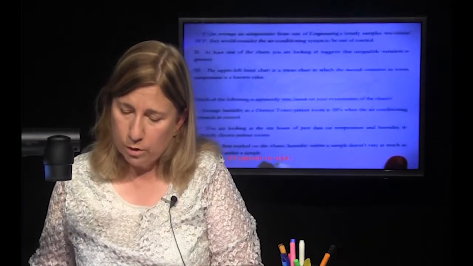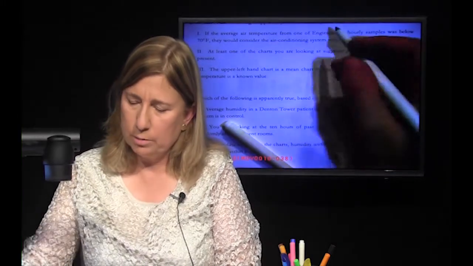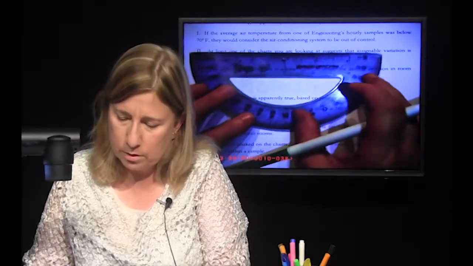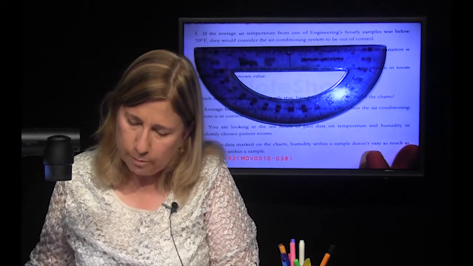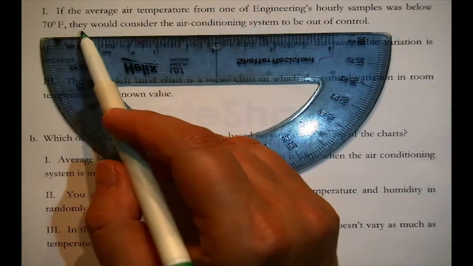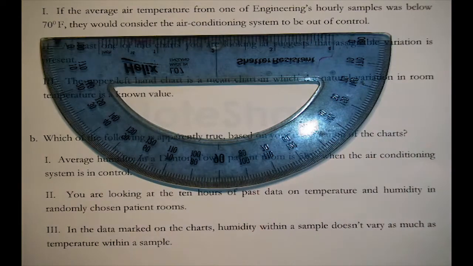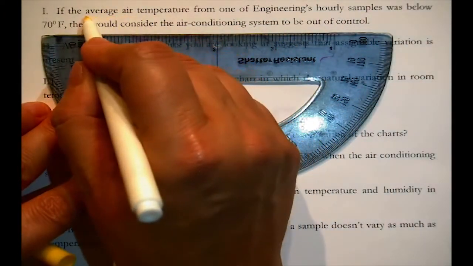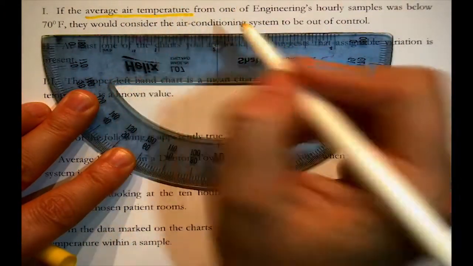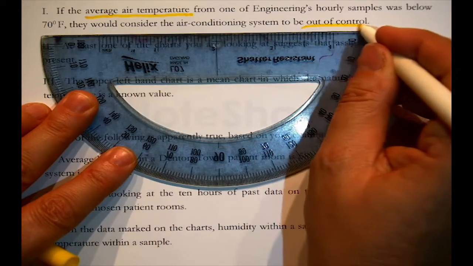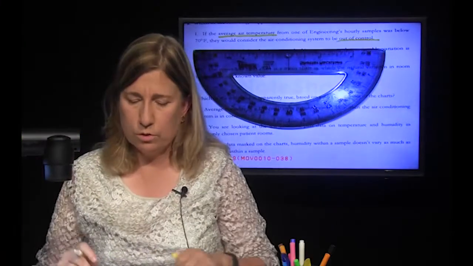It says, which of the following is apparently true based on your examination of the charts? This is essentially a set of true-false questions. We just need to look at each one of these statements separately. First one: if the average air temperature from one of engineering's hourly samples is below 70 degrees, they would consider the air conditioning system to be out of control. Now I need to determine if that statement is true or false. First off, I want to clarify: it's asking about temperature, the left half, and it's asking if it averaged 70 degrees, would they consider the whole system out of control?